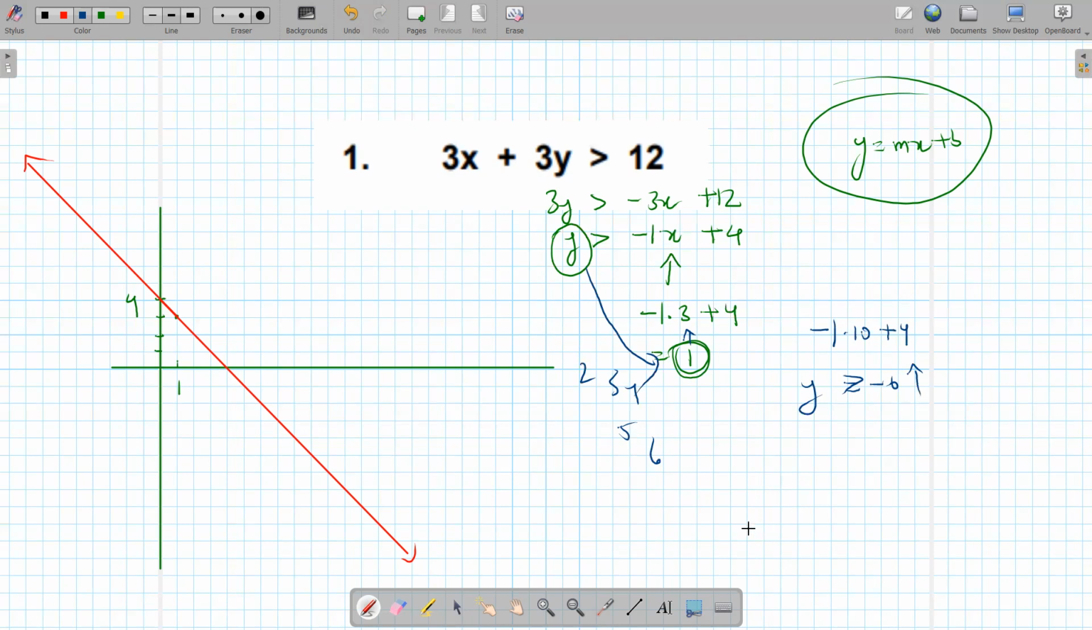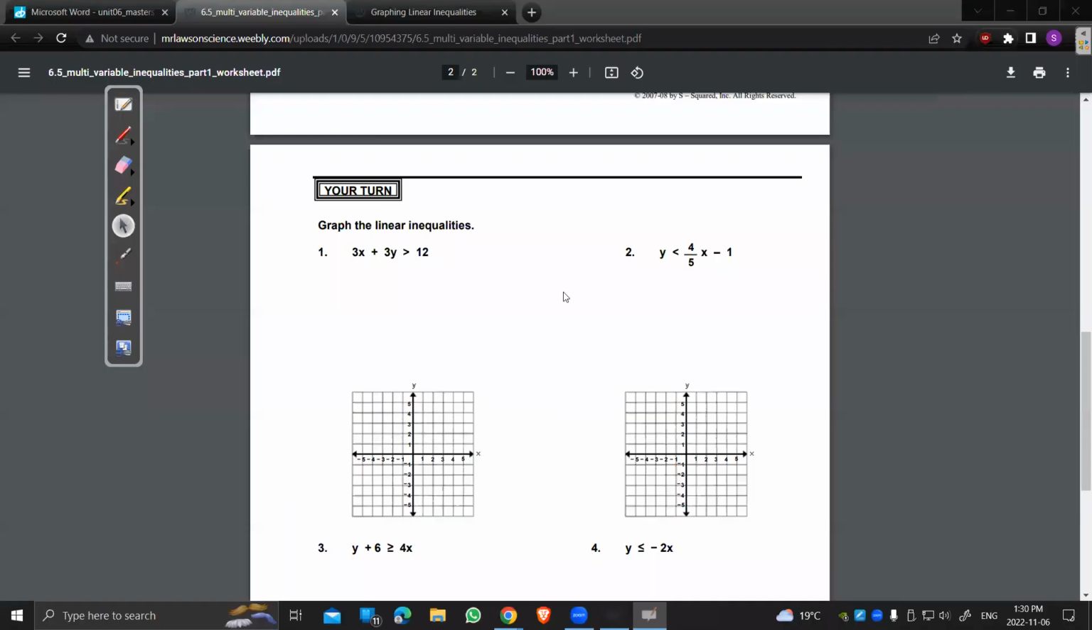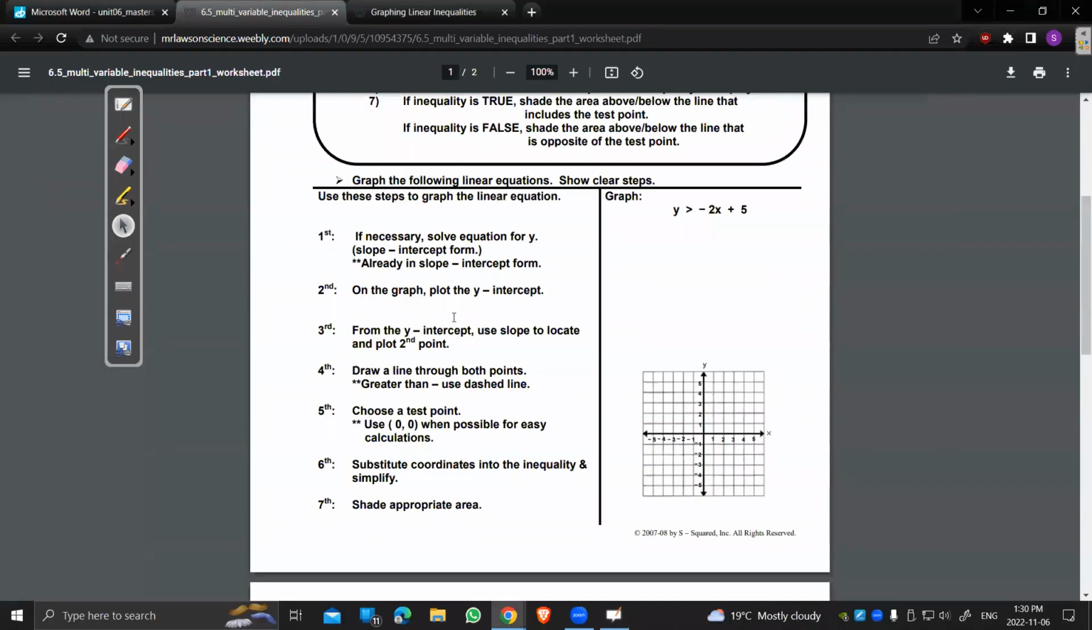If we were trying to do less than, then we would be looking at numbers that are less than 1. So the 1 is right here, yeah? So we're gonna go this way because we're looking at numbers that are bigger than 1, because y is bigger than 1. Okay. That's called a test point, okay?